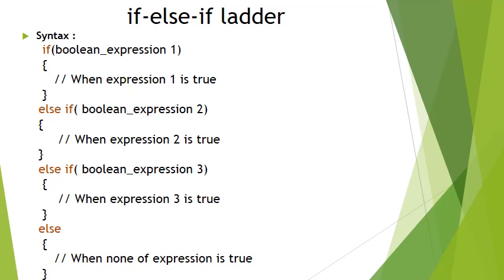If boolean expression 2 is true, it will execute that particular block. Suppose boolean expression 2 is false, then it will check boolean expression 3. Whenever boolean expression 3 is true, it will execute that particular block. Suppose boolean expressions 1, 2 and 3 are false, then the else part will be executed. This is the syntax of the if else if ladder.